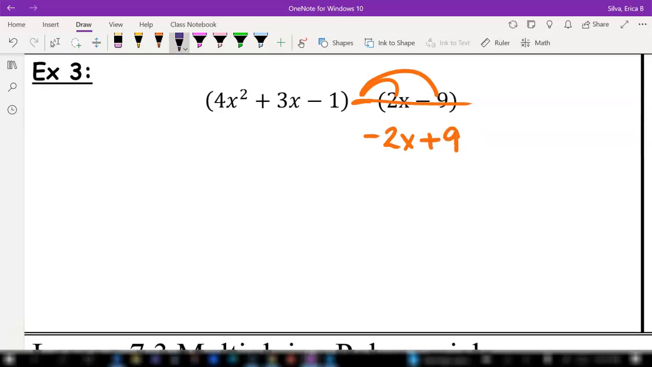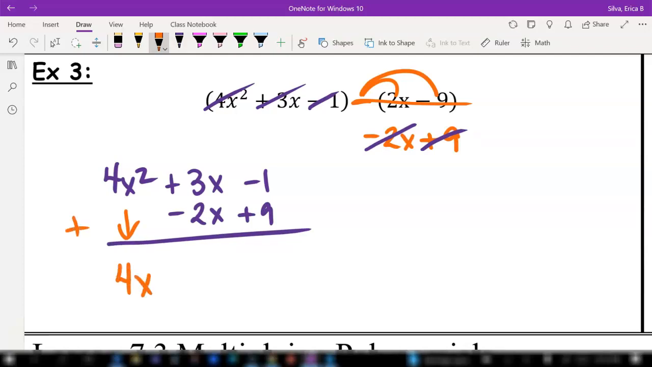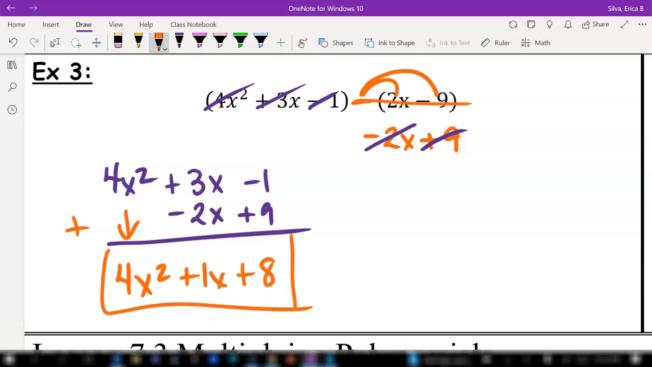Ignore this first group, and for x squared, there's nothing else to combine it with. So then we're going to move on to 3x and negative 2x. We can combine it with negative 2x. Then we have negative 1 as our constant, and we can combine it with the other constant of positive 9. So let's go ahead and combine like terms. For x squared, 3x minus 2x is 1x. Negative 1 plus 9 is positive 8.